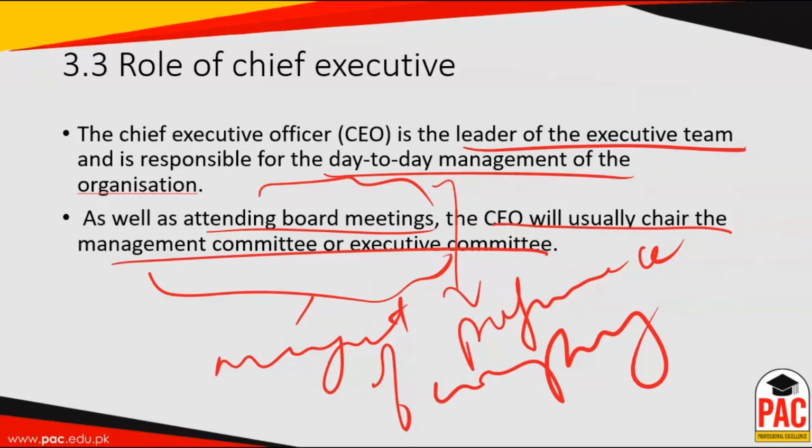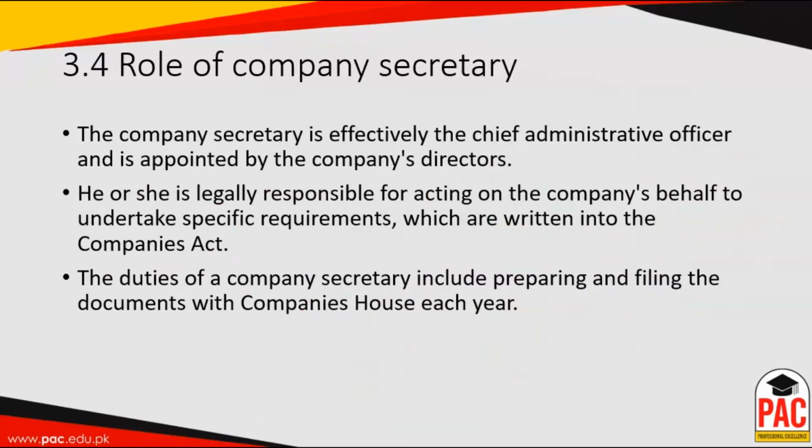Now the next important person on the board is the company secretary. Who is the company secretary? The company secretary is basically the chief administrative officer of the company, and he is appointed by the company's directors. His main work is to keep a record of all the board meetings, their minutes, their decisions, and their follow-up actions, and to reinforce the follow-up actions in the next meetings, and take the follow-up from the chief executive in those board meetings.